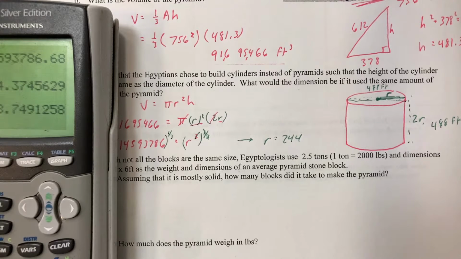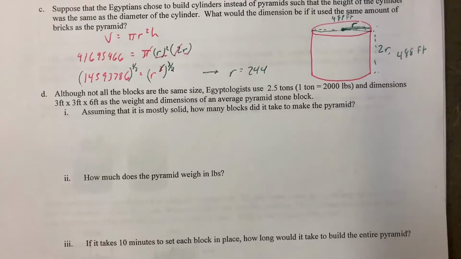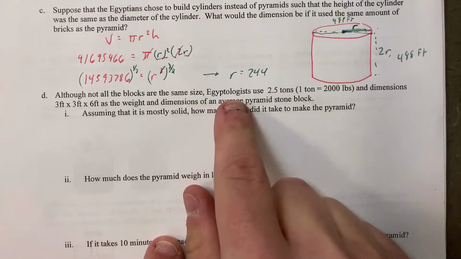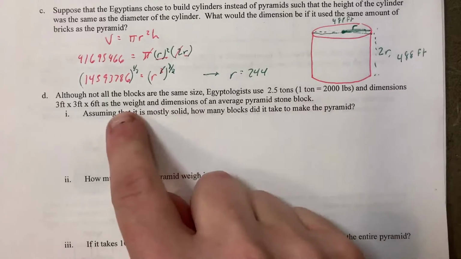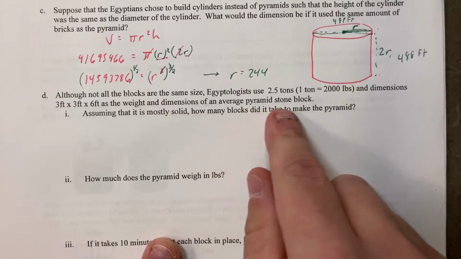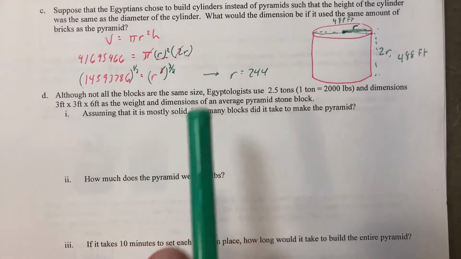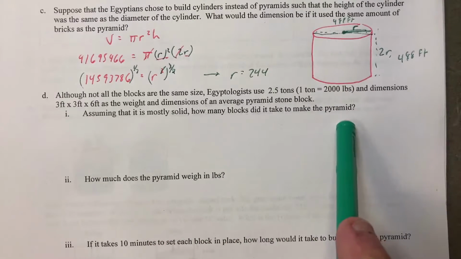Okay, Sears Tower is quite a bit taller than that. 488 feet. I don't know, it's hard to imagine. Okay, now, next. Although not all of the blocks are the same size, Egyptologists use 2.5 tons and the following dimensions as the weight and dimensions of an average pyramid stone block. Assuming that the pyramid is mostly solid, how many blocks did it take to make the pyramid?